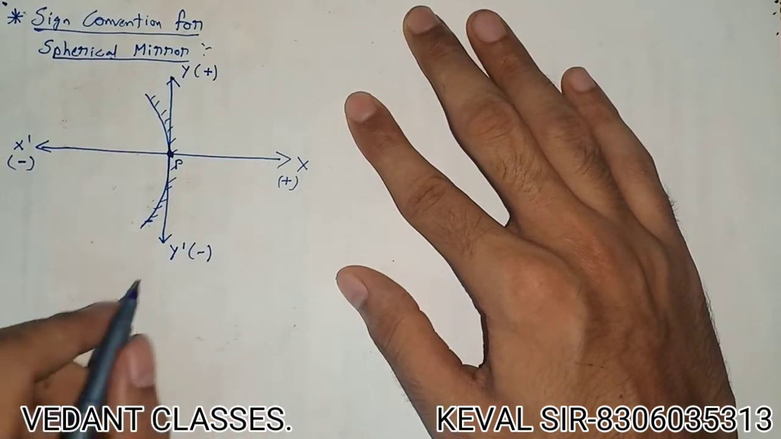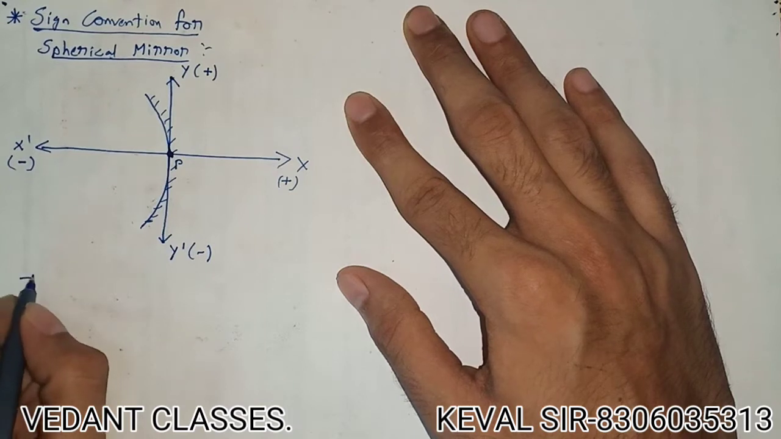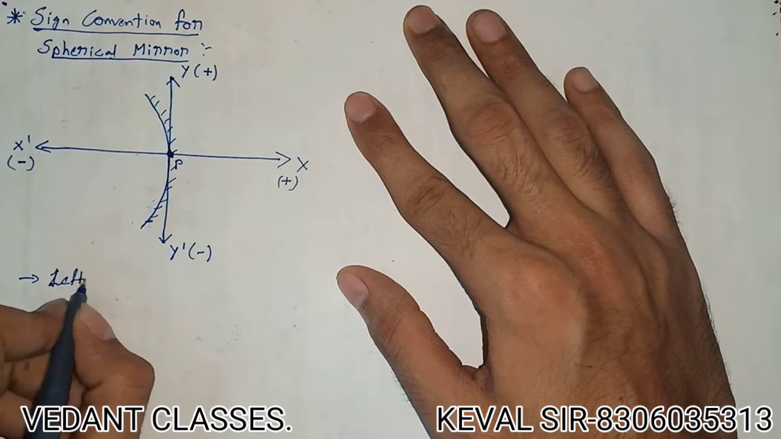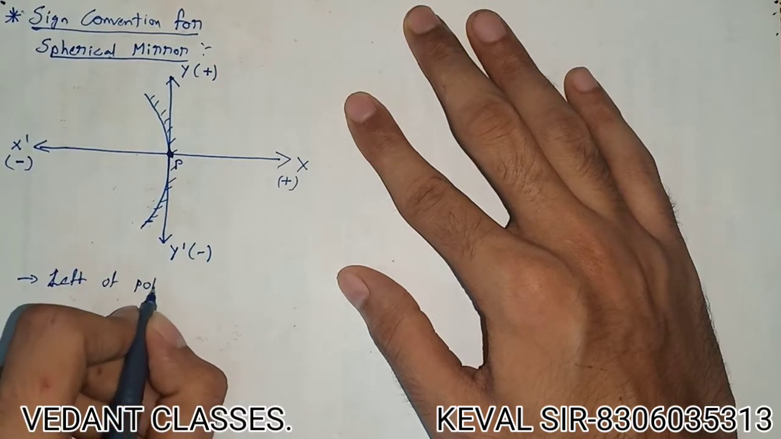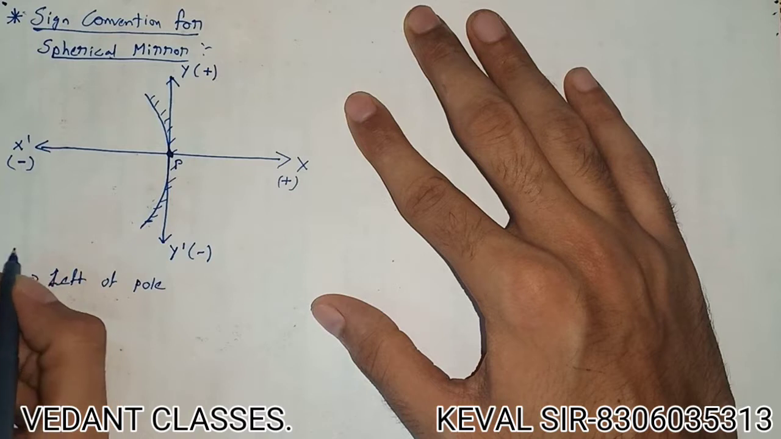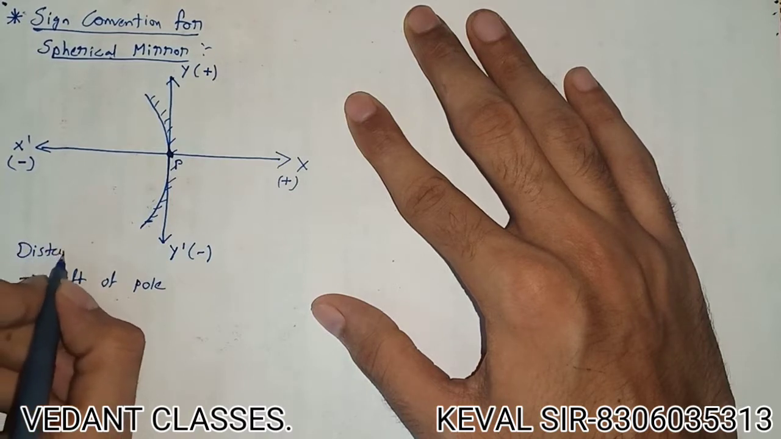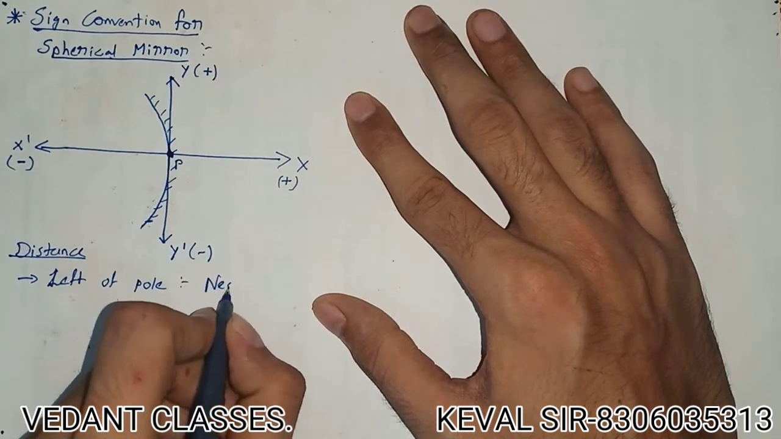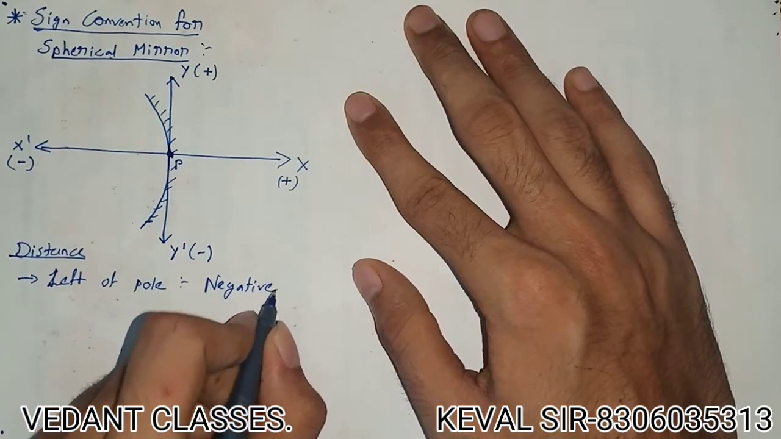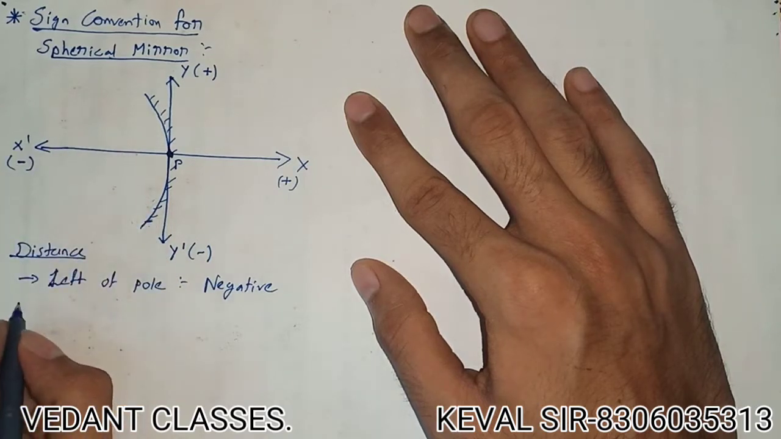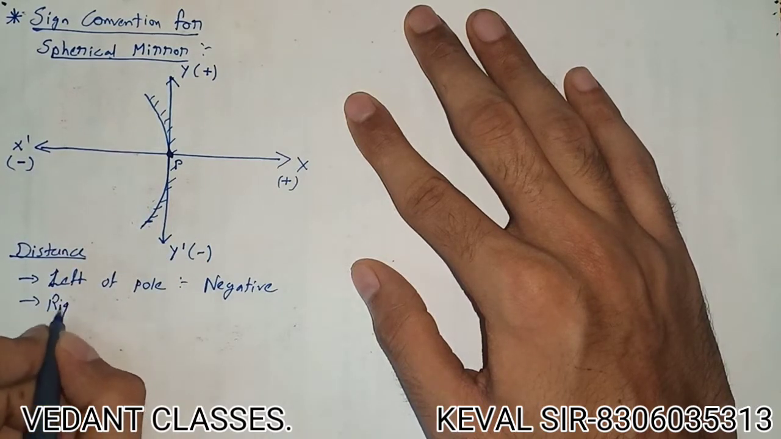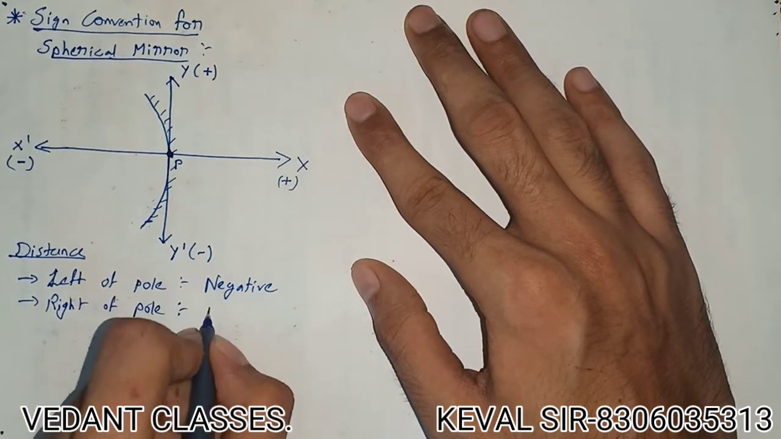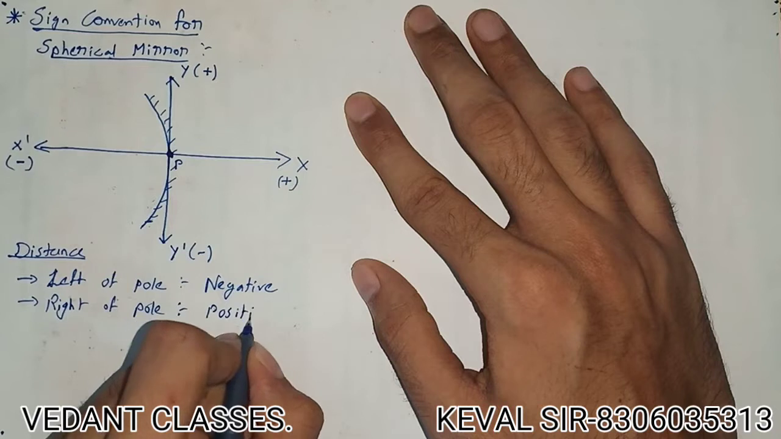y-axis. Now what you need to do, you just need to simply, if anything is there left of pole, you just need to consider the distance. If distance is left of pole, then you need to consider it as negative, okay, in this side, and if it is right of pole, then you need to consider it as positive.